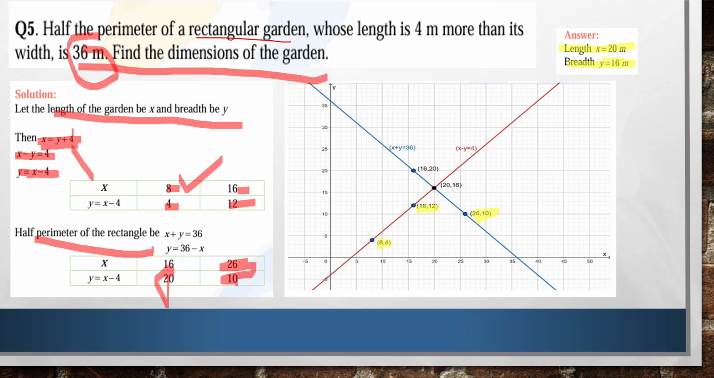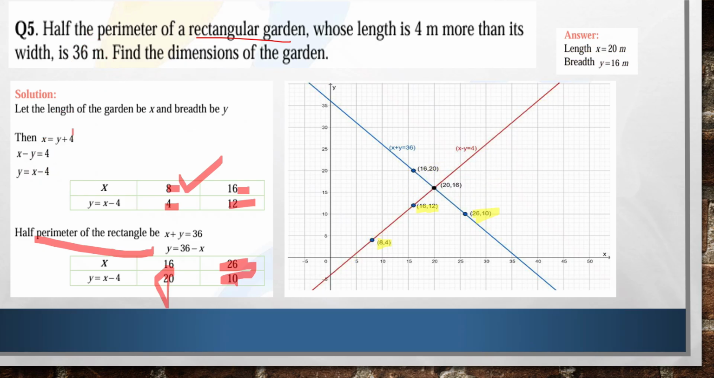So this is regarding question number 5. It is a very simple problem, you just have to write the equations, then plot the graph by substituting the values in the two equations. Okay, so this is regarding question number 5. Let us continue with question number 6.